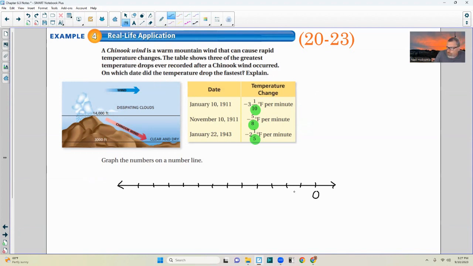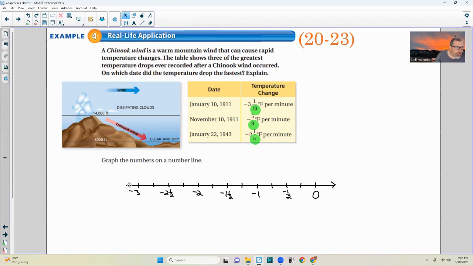So this is negative 1/4 right here. And again, I'll skip so it's not so messy and squeezed together like I did in the last one. So this is negative 1/4. So this will be negative 1/2. Negative 3/4, negative 1. Negative 1 1/4, negative 1 1/2. Negative 1 3/4, negative 2, negative 2 1/4, negative 2 1/2. Negative 2 3/4, negative 3, and I didn't go over far enough, so I need to fix that.